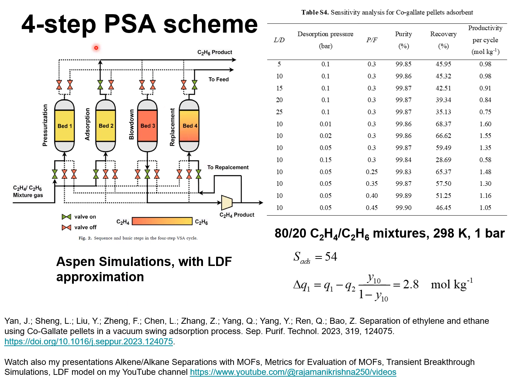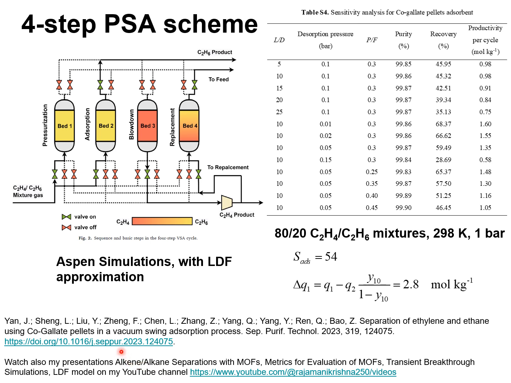Furthermore, the simulations for separation of 80-20 mixtures of ethene and ethane at a pressure of 1 bar and temperature 298 Kelvin are carried out using the Aspen software that is limited in its applicability because it can only handle the LDF approximation. For further details of the LDF approximation, I refer you to my presentation on this topic on my YouTube channel.